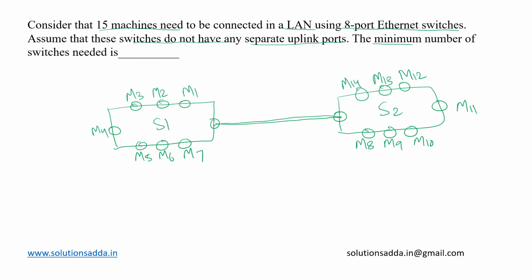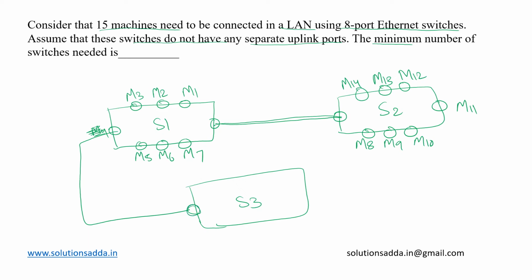But we had to connect 15 machines. So even two switches will not work. We will need to go for an additional switch. So let us remove this particular device from here, and let us use this port to connect it with another switch of the same type, calling it S3.